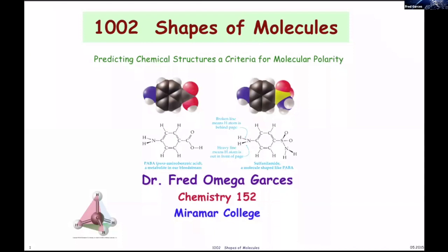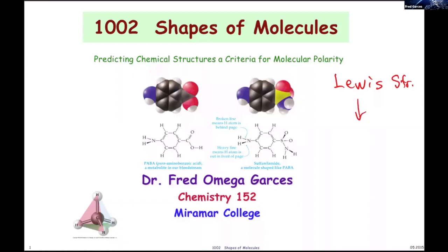What we are doing here is taking the Lewis structure, and from the Lewis structure, we have an idea of how the atoms are arranged around, say, a central atom. Sometimes a chemical can have more than one central atom, but there's a rule by which these atoms are going to arrange around a central atom.